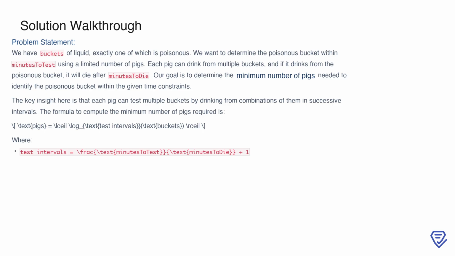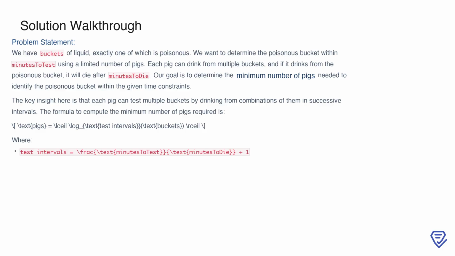In this problem, we are tasked with identifying a single poisonous bucket out of multiple buckets of liquid. To do this, we have a limited number of pigs that can help us test the buckets. The key is that if a pig drinks from a poisonous bucket, it will die after a certain amount of time, specifically minutes to die. The challenge is to figure out the minimum number of pigs required to identify the poisonous bucket within the given timeframe, minutes to test. The clever insight here is that each pig can effectively test multiple buckets by drinking from different combinations of buckets at different intervals.